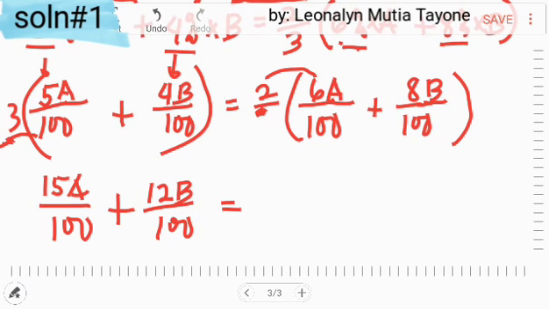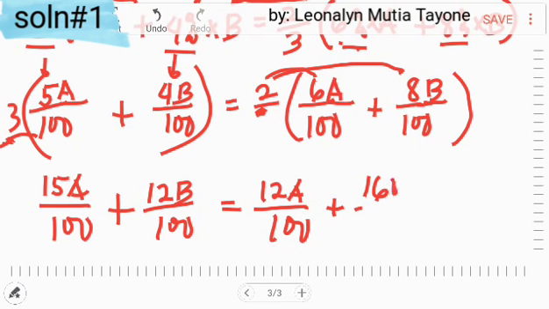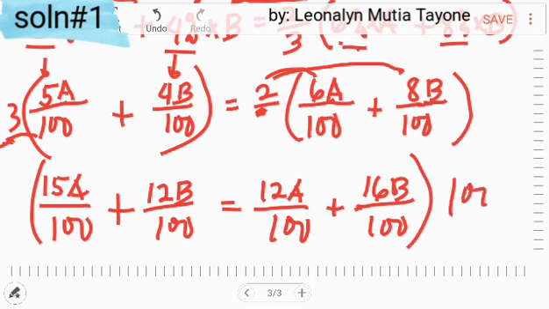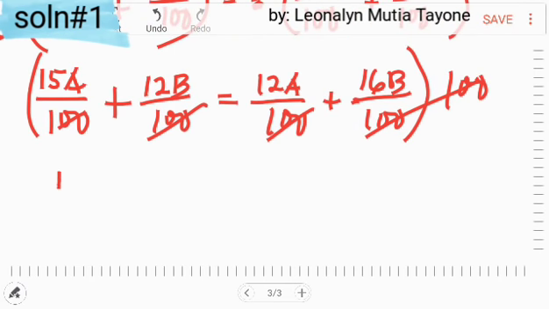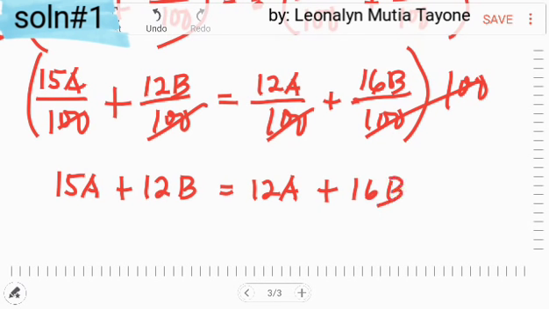So, doon na ka lang mag-multiply sa numerators nila. This is 12A over 100, and then that is 16B over 100. Nakita mo lahat ng denominators nila ay 100. Pwede natin yang i-cancel out by multiplying the entire equation by 100. Pag ma-multiply mo na ang buong equation ng 100, ang matitira mo na lang ay si 15A plus 12B equals 12A plus 16B.